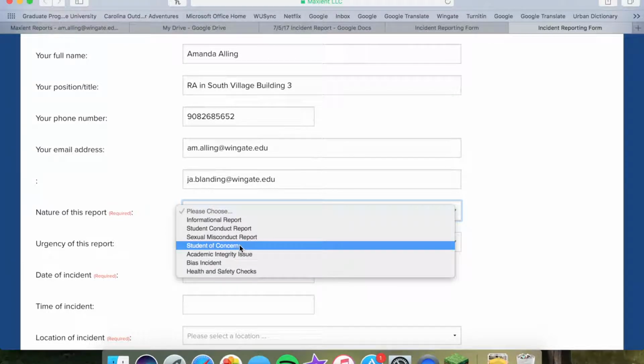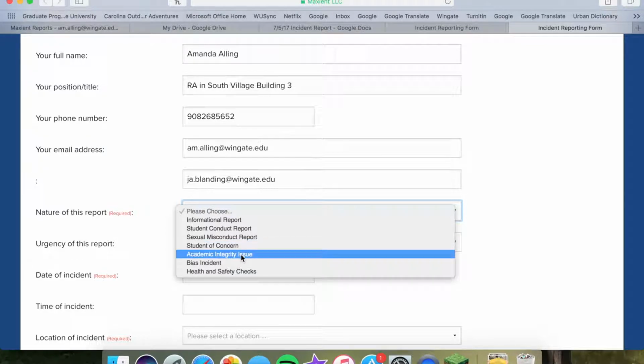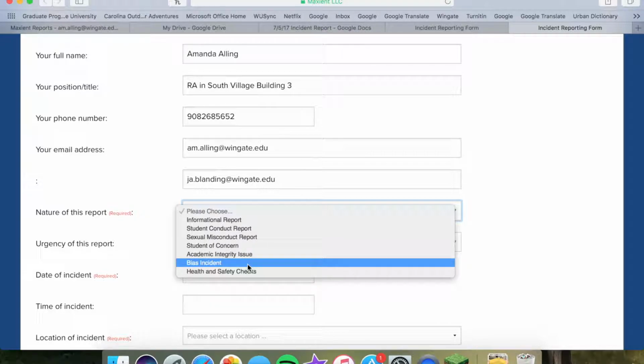After that one, there is the student of concern option. Maybe you have noticed a resident become really withdrawn or is homesick or stopped going to classes. Maybe you aren't sure if anything is wrong, but you or another resident is still concerned. Fill this out so the appropriate people will be notified and can help. The next two, academic integrity issue and a bias incident, fall more so on the side of professors and within the classroom, but that is not to say you may never come across an issue.